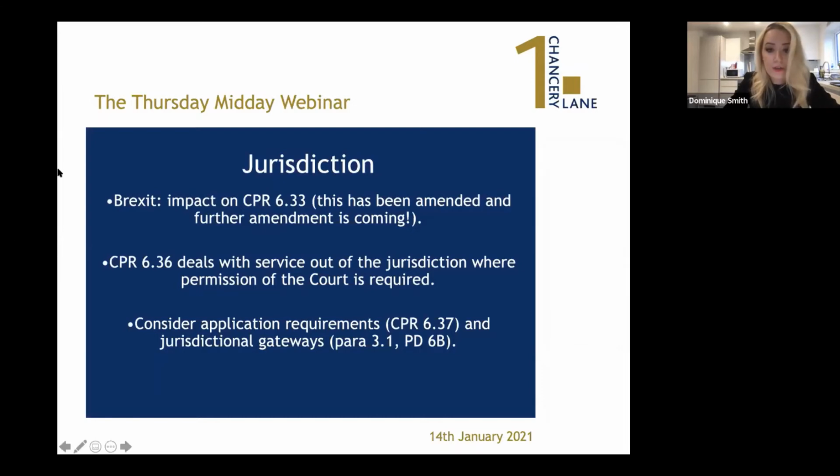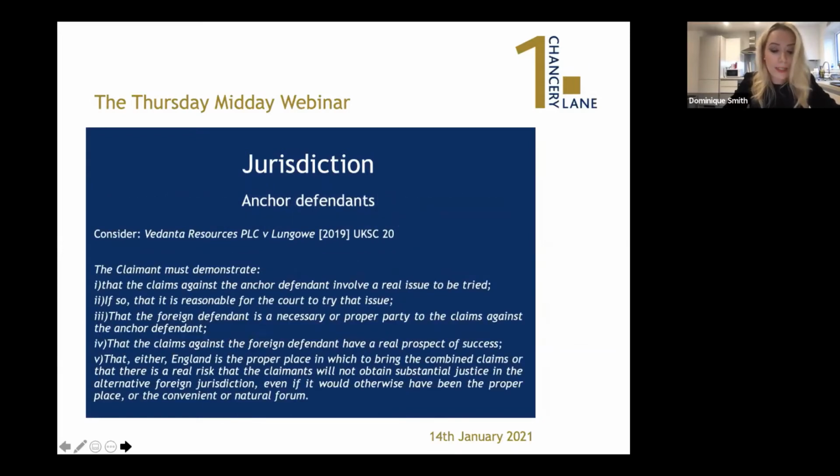So I've mentioned the jurisdictional gateways already, and there are a number of them. You have general gateways and then specific contract and tort gateways, which I want to talk about in a bit more detail. Now, under the general gateways, there is a provision, in paragraph 3.1, subparagraph 3, in relation to anchor defendants. And you may want to bring your claim within the gateway by way of an anchor defendant. So if you want to bring another party in another jurisdiction by way of your anchor defendant, you're going to have to bear in mind the Vedanta case.